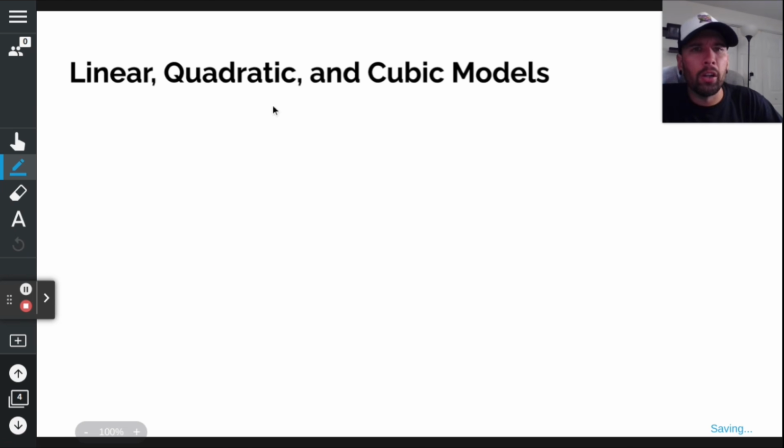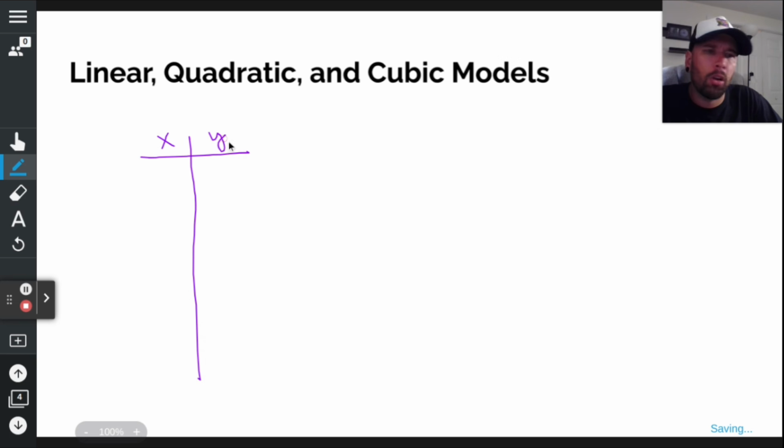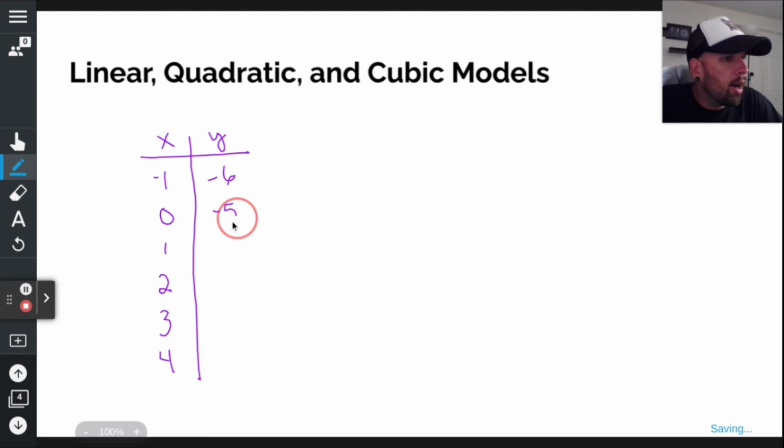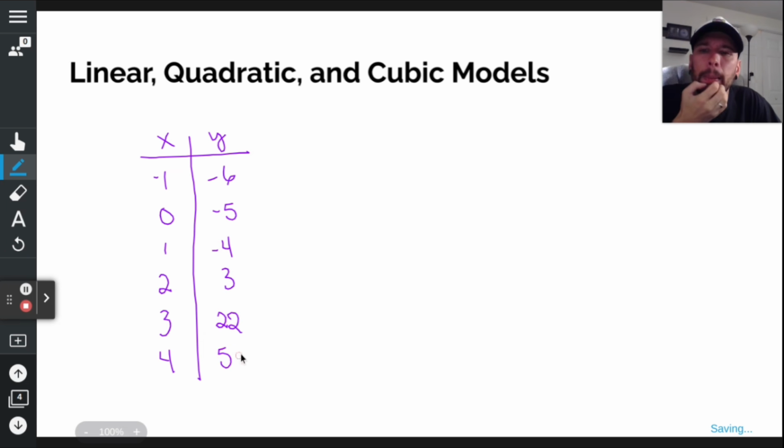Now, we know linear, quadratic, and cubic models. We've done this before, but let's just bring it all back. A very common question is I give you a chart, whether it's a T-chart that looks like this. I'm just going to use these numbers that I quickly whipped up: -6, -5, -4, 3, 22, the Taylor Swift special, and 59.